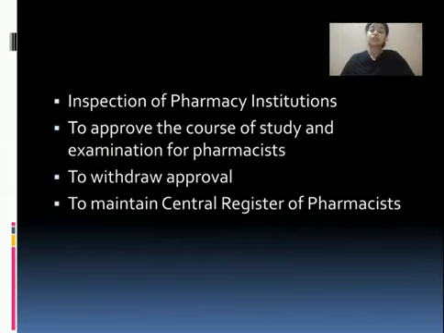Then its function is also to withdraw the approval if the approved course of study or an approved examination does not continue to be in conformity with the educational standards which are prescribed by the Pharmacy Council of India. So it can withdraw approval at any point of time if it finds any discrepancies, right? Then a very important function is to maintain the central register of pharmacists, where the list of all the registered pharmacists in the country is mentioned.